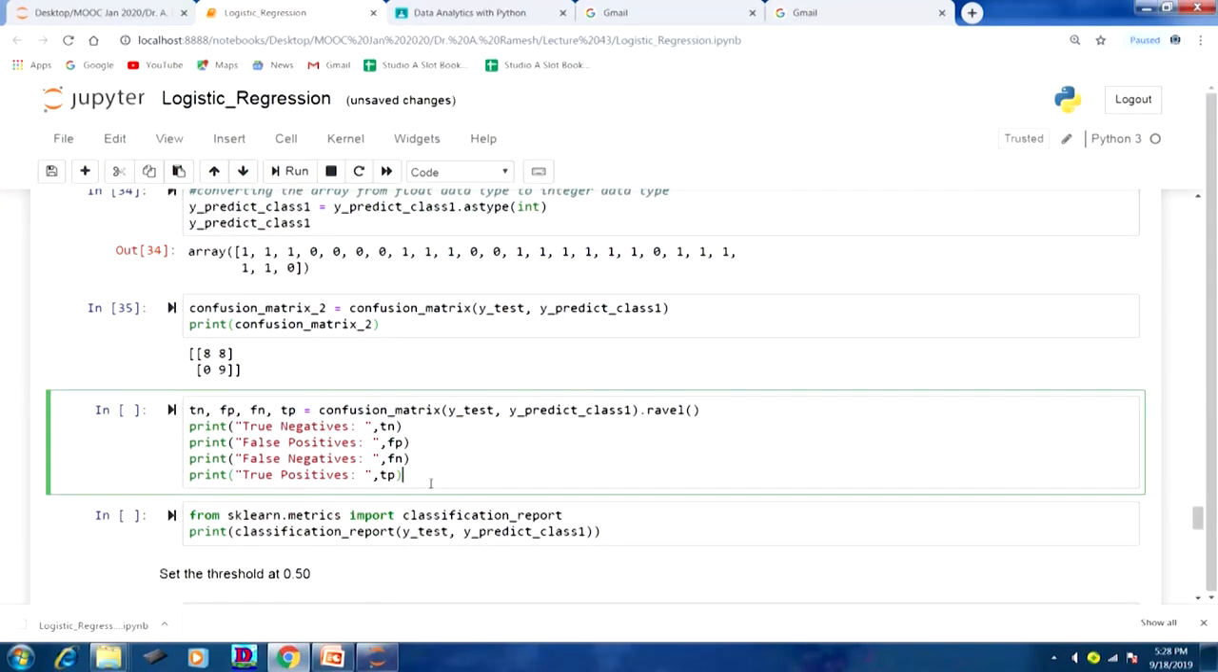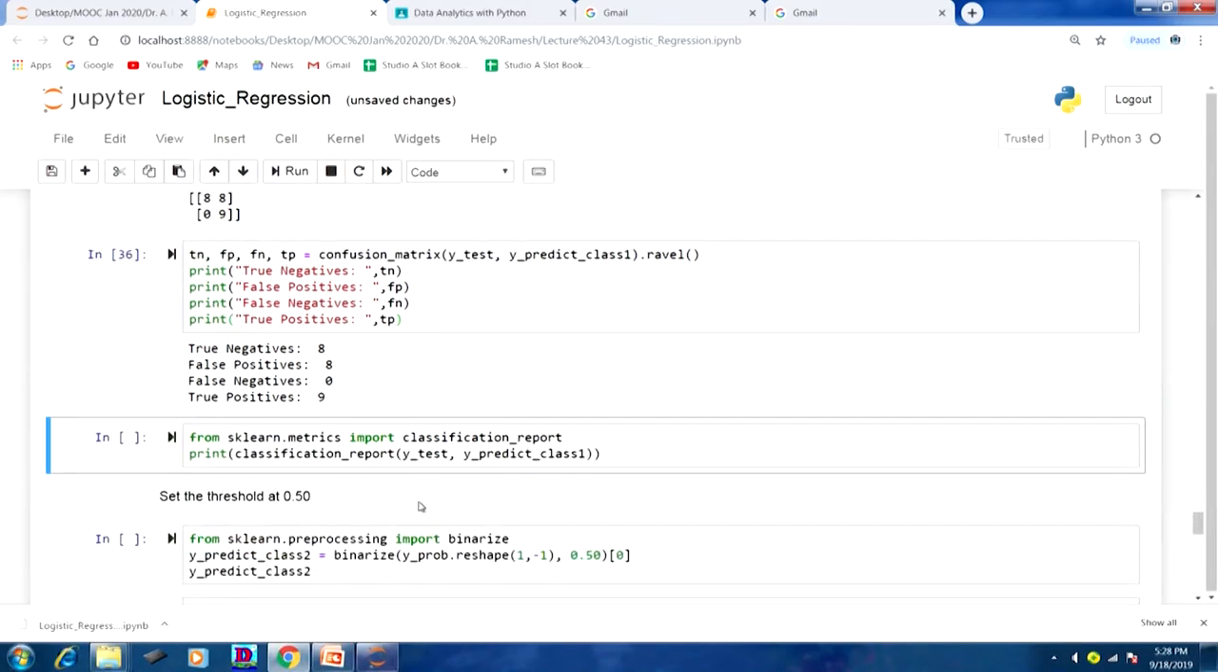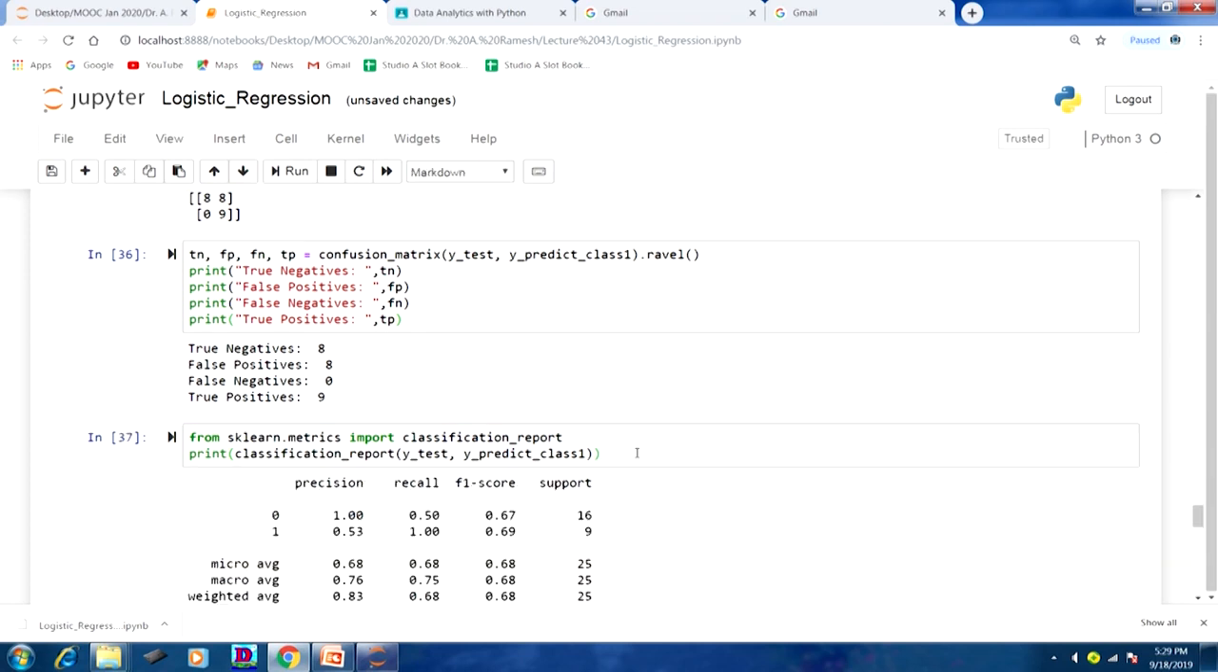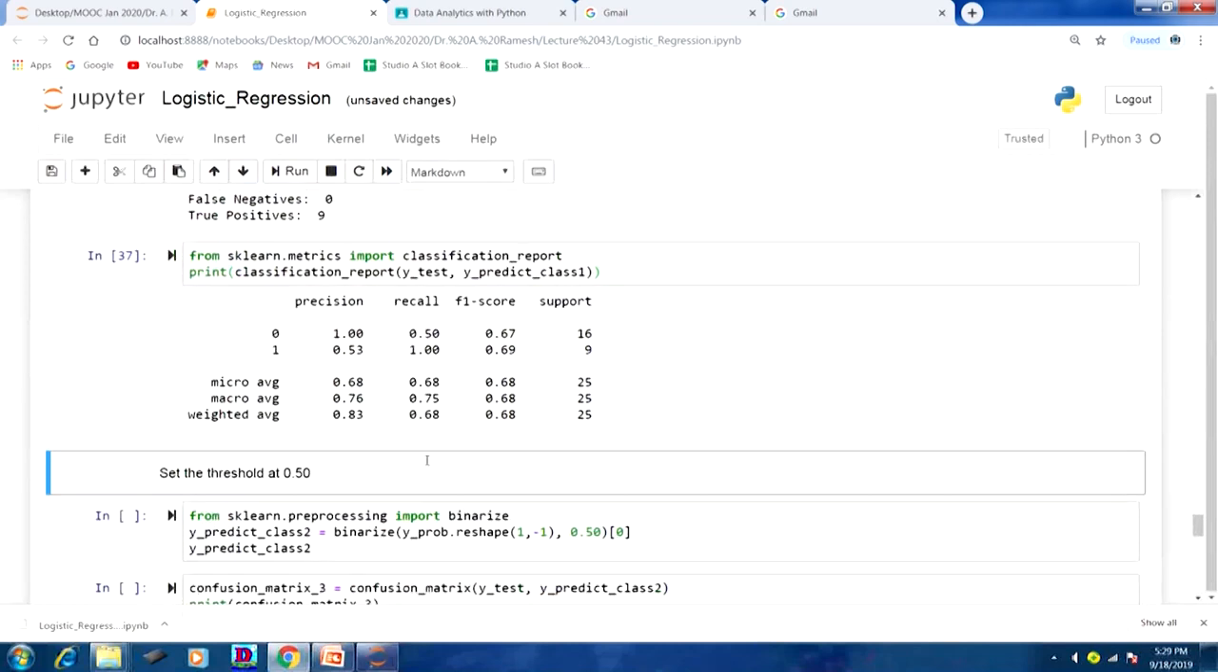For this value, let us draw the true negative 8, true positive is 9, because our threshold value is low, everything will be predicted as positive. Now, let us get the classification report for that. So, this is our classification report. The recall when it is 0 is 0.5, recall when it is 1 is 1.